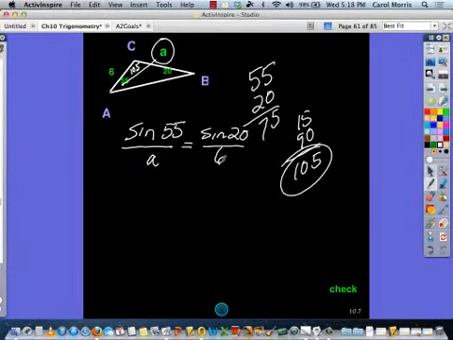So now we have a true proportion, which means cross products. And if we do cross products, we're going to multiply that way and that way, and we're going to see what our new equation looks like. It definitely should not have any fractions.